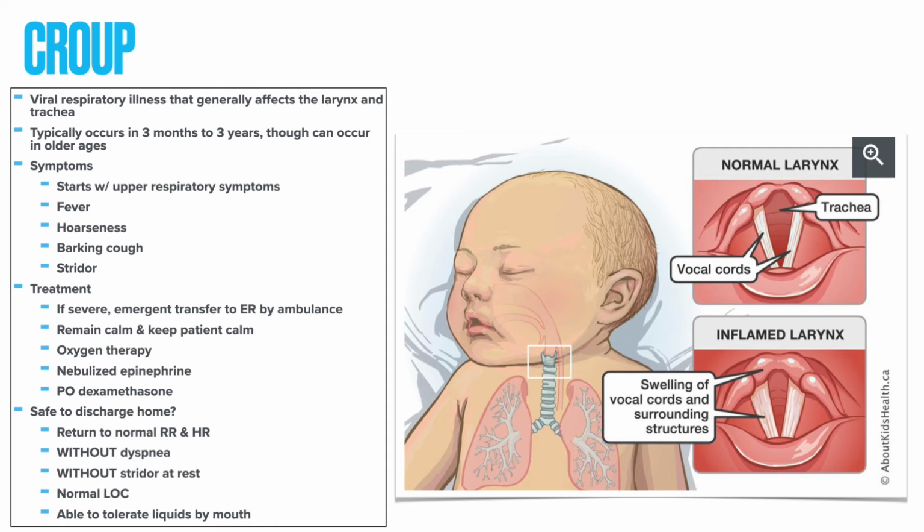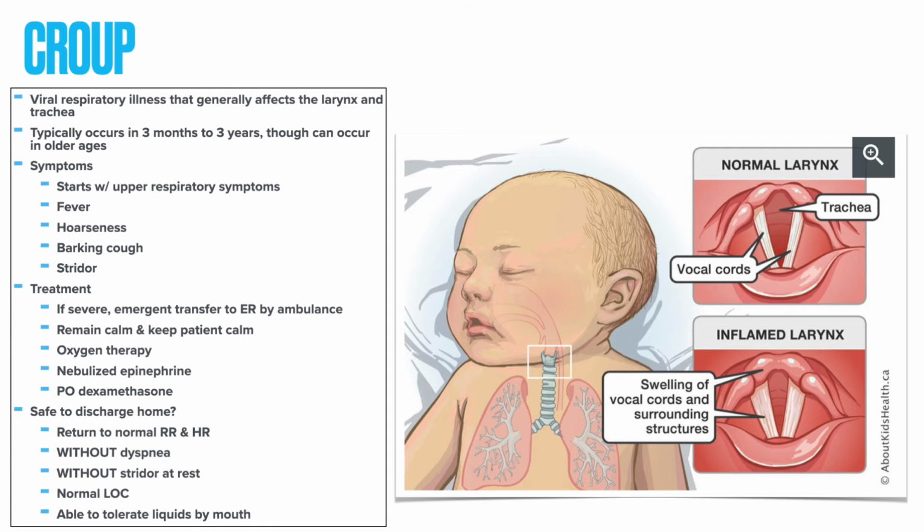So according to UpToDate, patients with mild cases of croup can be managed safely outpatient, and they generally do not require things such as nebulized epinephrine, though it is a tool to use if you feel that it is appropriate and indicated. Patients that can be safely discharged home have a return to normal respiratory rate and pulse ox. They are without dyspnea and without stridor at rest. They have a normal level of consciousness and they are able to tolerate fluids by mouth.